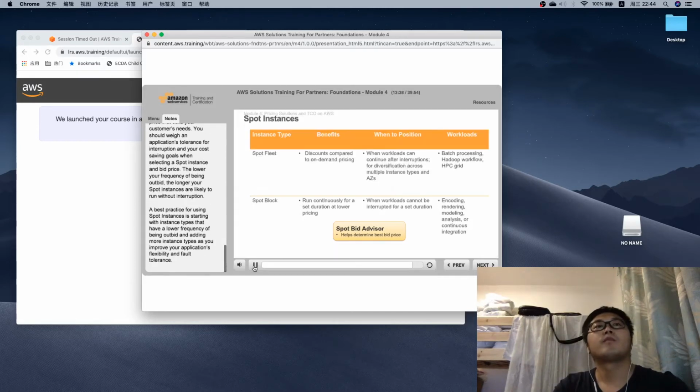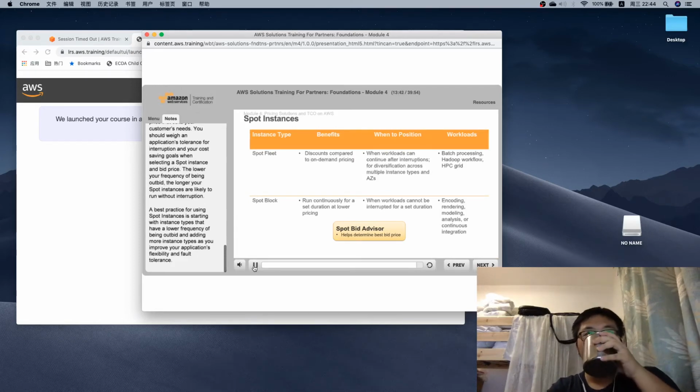A best practice for using spot instances is starting with instance types that have a lower frequency of being outbid and adding more instance types as you improve your application's flexibility and fault tolerance.